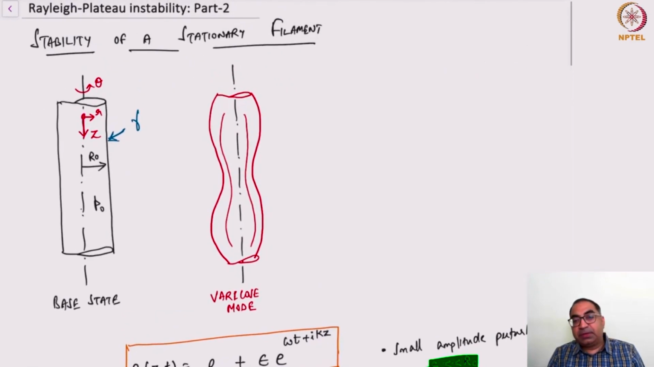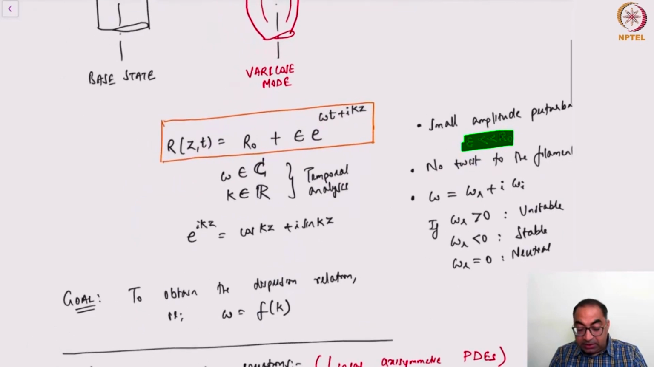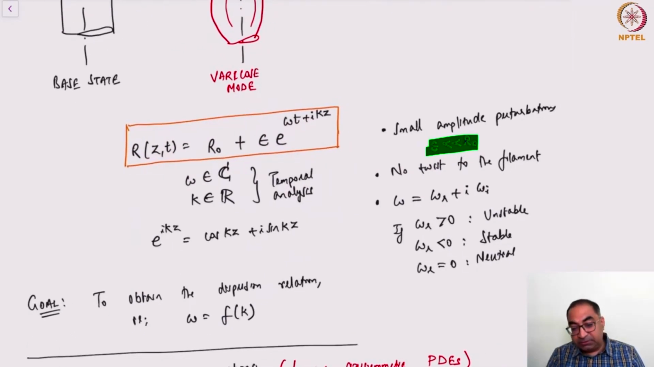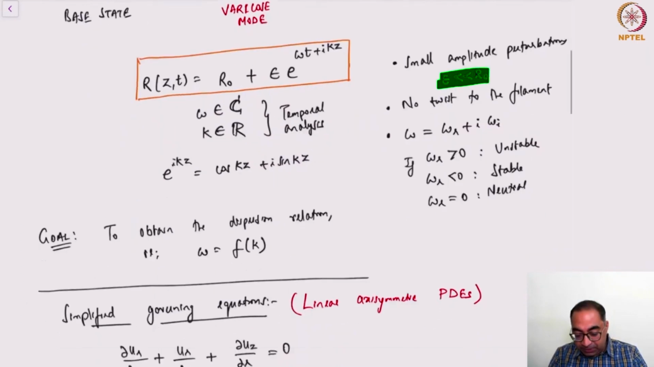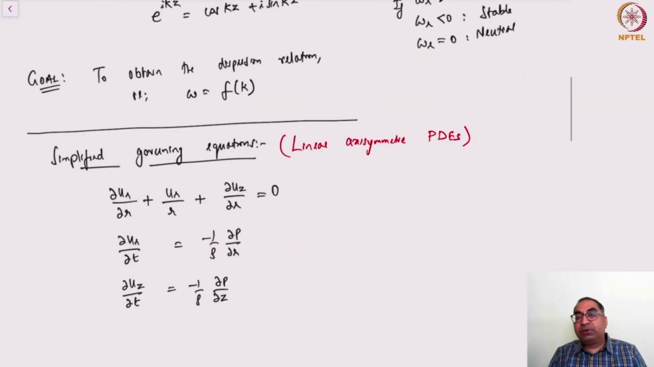We took a stationary filament, considered varicose mode of perturbations, introduced the normal mode form for the perturbation, but we haven't used it yet. But we said that the amplitude of this perturbation is very small, and we got rid of all the axisymmetric terms, and then we linearized the equations. And what we now have is a set of simplified linear governing equations. These are linear axisymmetric partial differential equations.